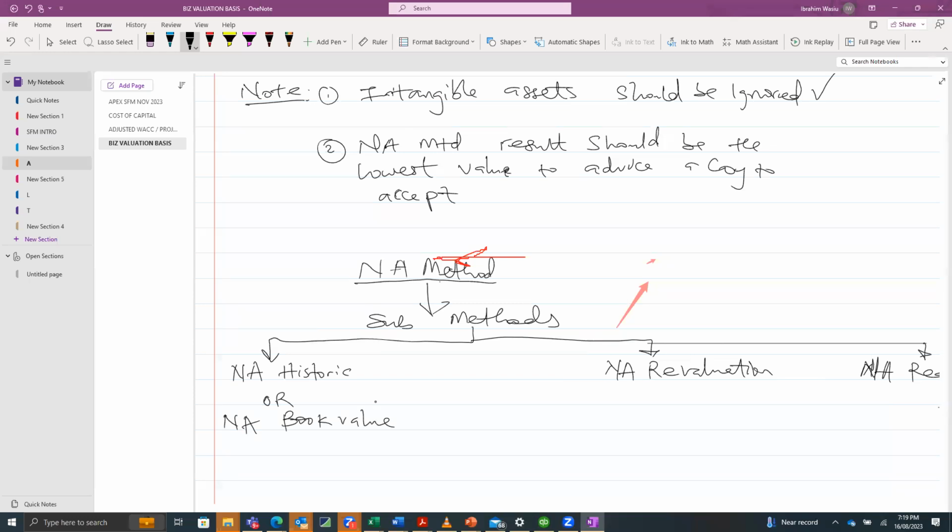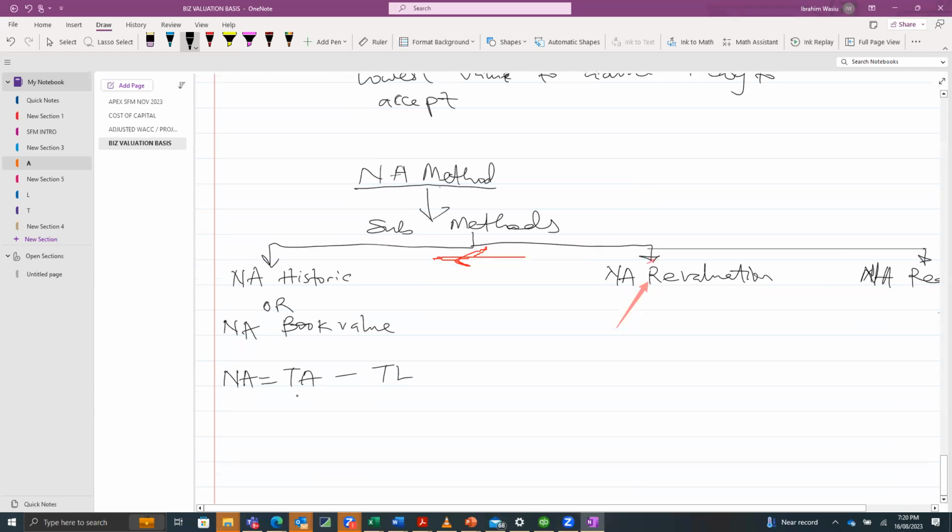So what are you doing here? Very simple thing. I said it before that net asset is actually total assets minus total liability. This one is using book values. That means you are going to just pick up the financial statement, then get your total assets minus total liability. So this guy here, net asset realization, who can tell us another name for it?